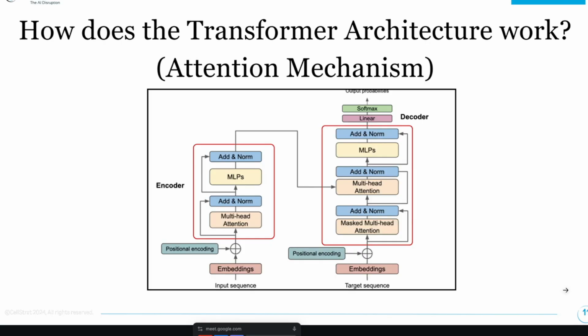And next is that the residual connections help gradient flow in deep networks. So even if there are some residuals.